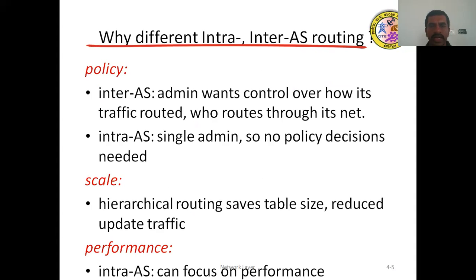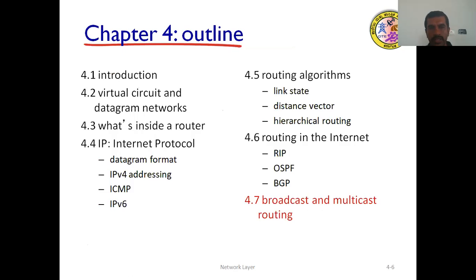So in inter-AS, the admin wants control over how its traffic is routed and who routes through its network. In intra-AS, there is a single admin, so no policy decision is needed. Hierarchical routing saves table size and reduces update traffic, so it is used for scalability. So intra-AS can focus on performance.